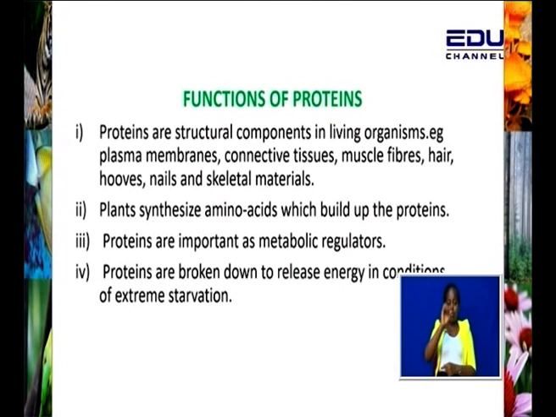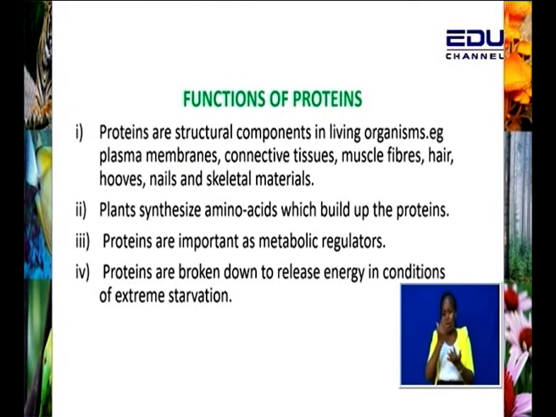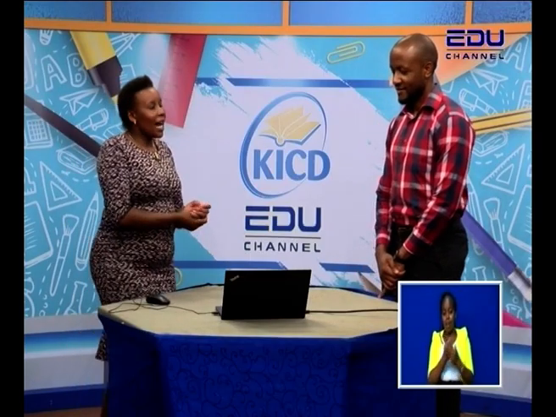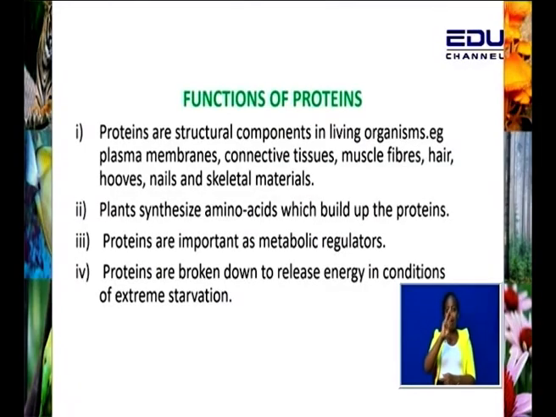So what we are saying here is proteins are structural compounds. Number two, plants synthesize the amino acids which build up proteins. Plants are able to carry out photosynthesis, so even the proteins that we take come from plants. All animals depend on plants, whether directly or indirectly. That is why even the proteins that we take are synthesized by the plants. Then they are also metabolic regulators.